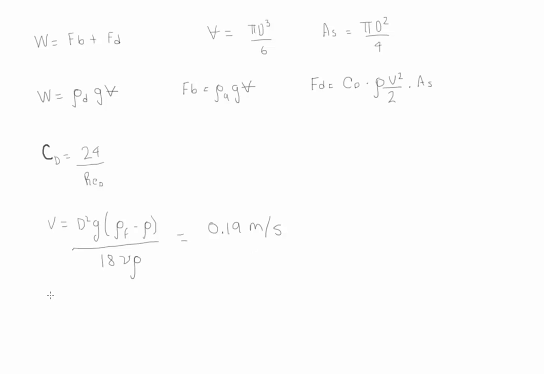Now that we have the velocity, we could calculate the Reynolds number to find out whether or not the Stokes approach was valid. We find that the Reynolds number for this particular case is equal to 0.506, which is small enough so that the Stokes law approximation is valid.